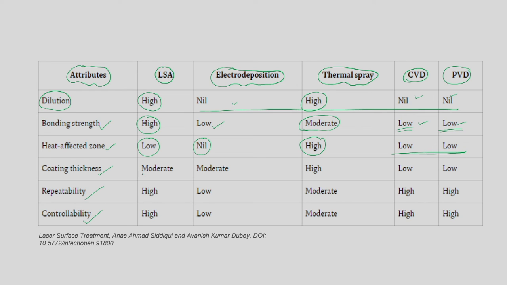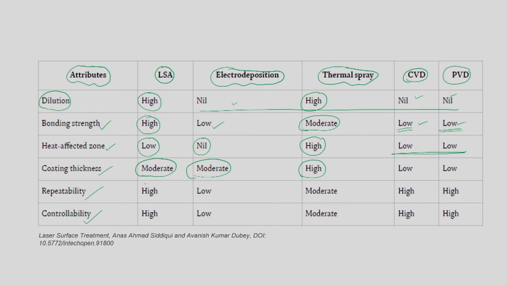The thickness of coating is moderate in electro deposition, LSA. However, in thermal spray coating, we are getting the coating thickness in millimeters, which is comparatively very high compared to the LSA and the electro deposition. So, in thermal spray coating, we are using heavy or large thermal energy to coat the materials.